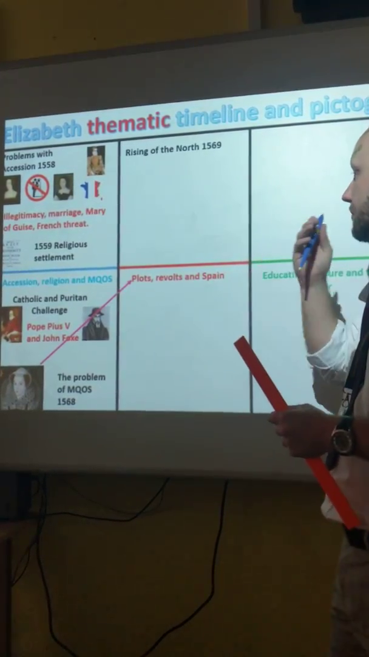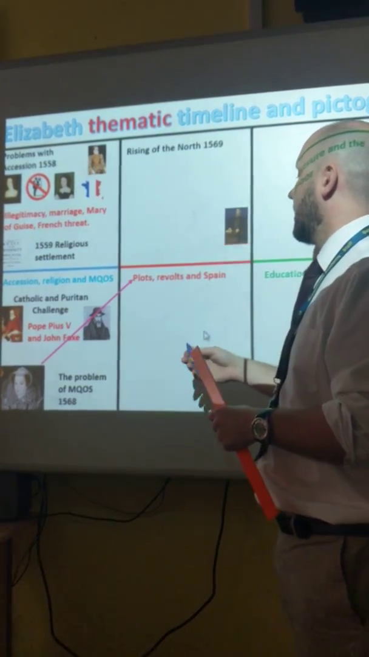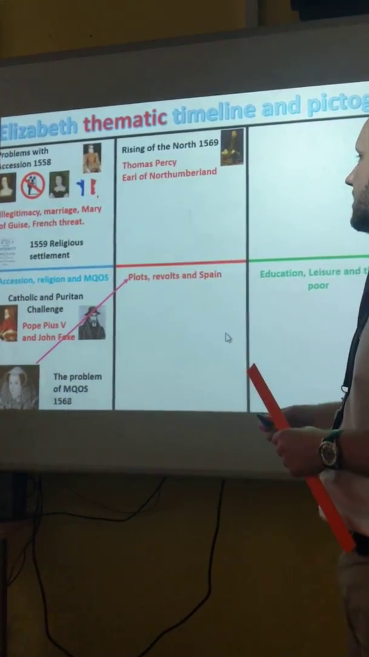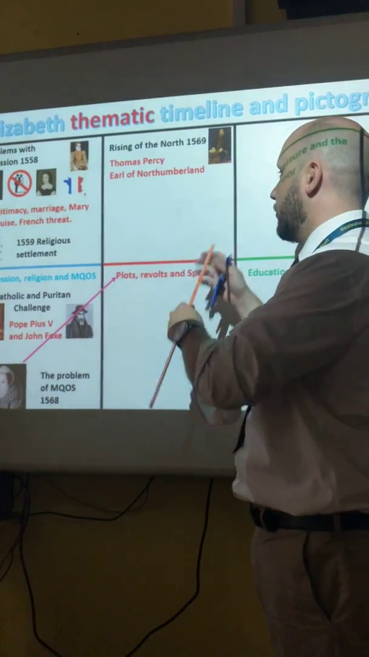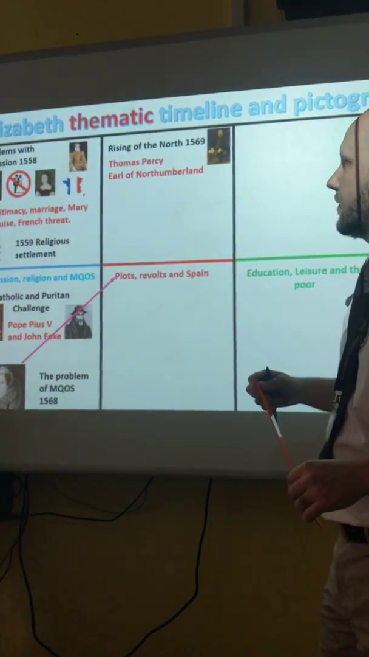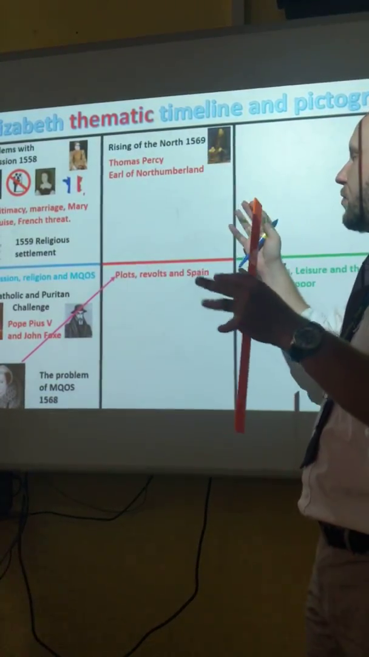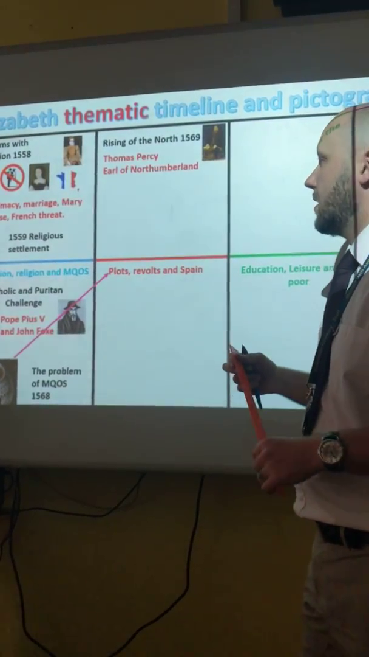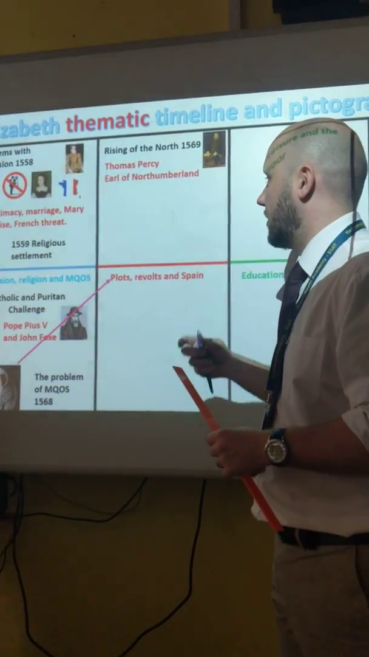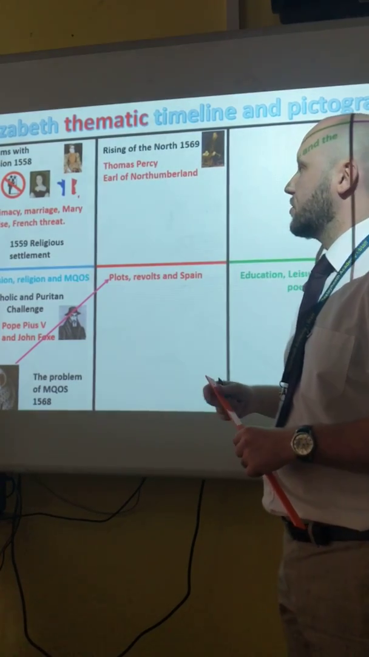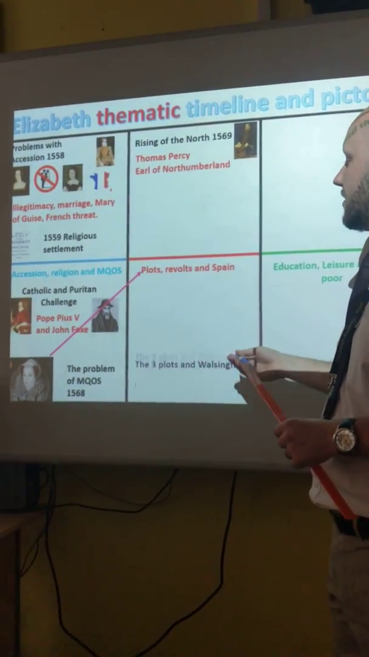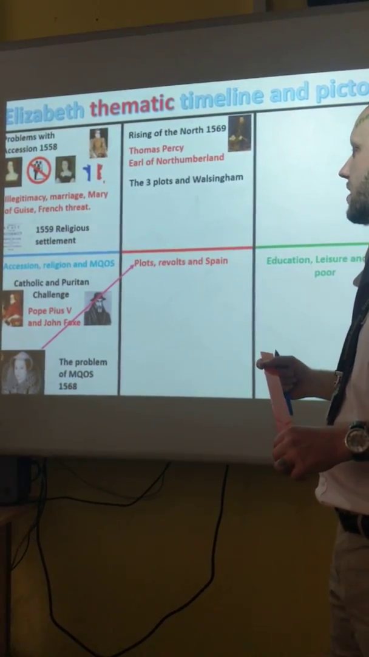Right, okay, so the Rising of the North. Let's go into plots and revolts in Spain. 1569, so Thomas Percy, Earl of Northumberland. It's also known as the Rising of the Northern Earls, and there's another Earl, but I couldn't fit him on this pictogram. His name's Charles Neville, and he's the Earl of Westmoreland. So it's also known as the Rising of the Northern Earls. This fails, okay? It really, really fails.